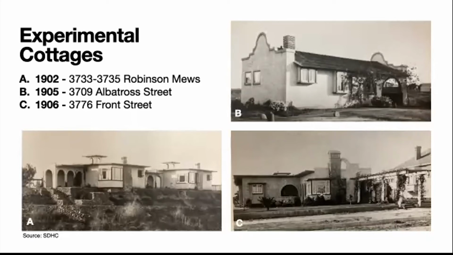The cottages shown here are located in Hillcrest and Bankers Hill neighborhoods of San Diego. There's additional cottages in Sherman Heights. You can begin to see Gill's early modern style take shape.